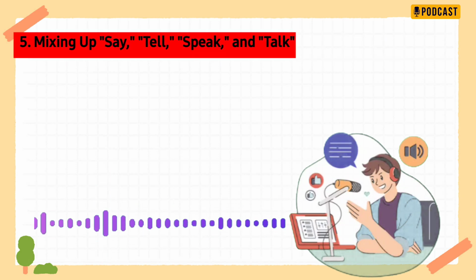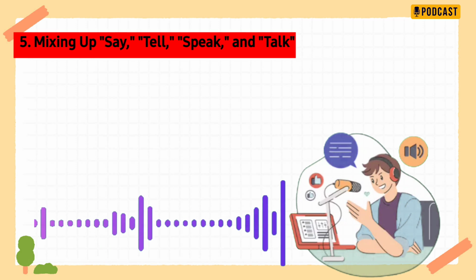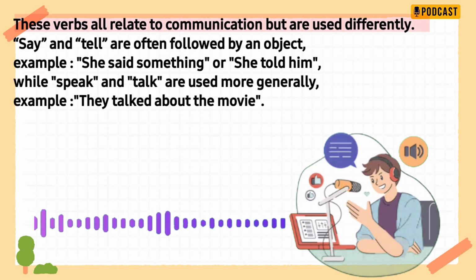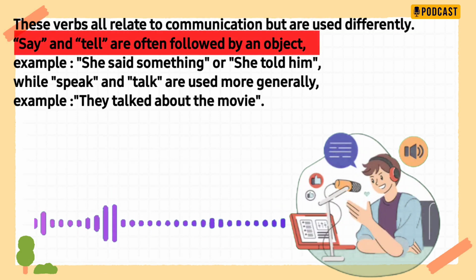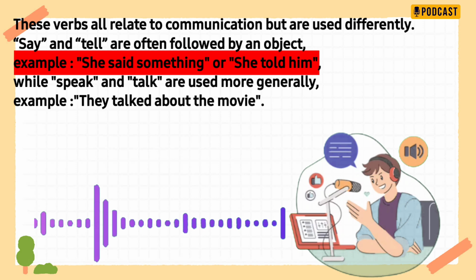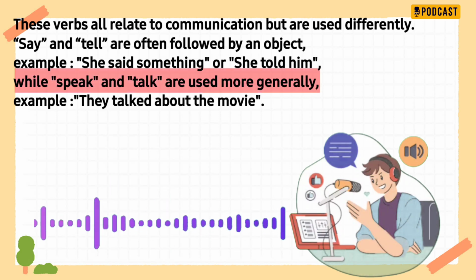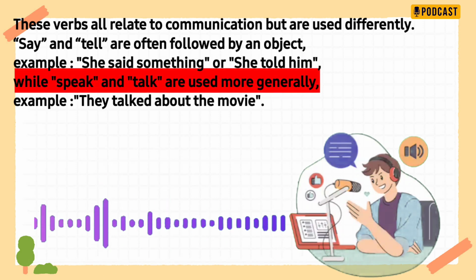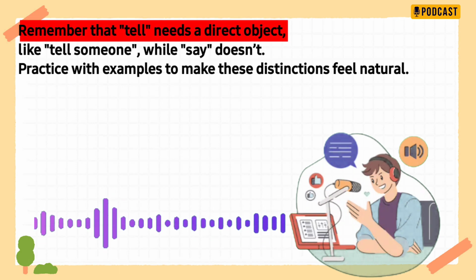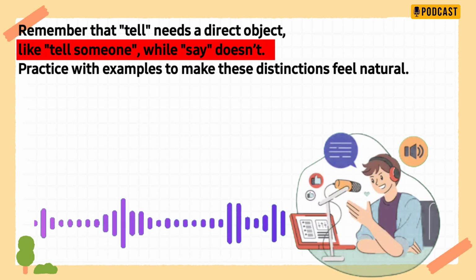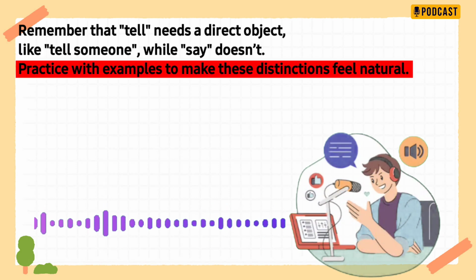5. Mixing up say, tell, speak, and talk. These verbs all relate to communication but are used differently. Say and tell are often followed by an object. Examples: she said something or she told him, while speak and talk are used more generally. Examples: they talked about the movie. Remember that tell needs a direct object, like tell someone, while say doesn't. Practice with examples to make these distinctions feel natural.